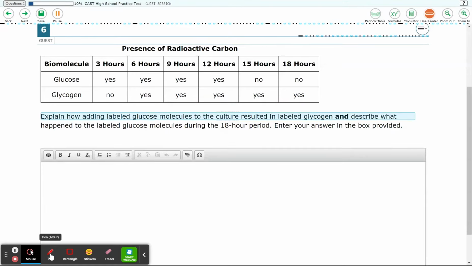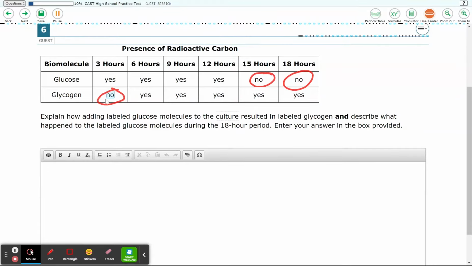So it's important as you're working on this to notice the no's. The no's are really important. Okay, so we started out with glucose with the markings, but no glycogen. And so you definitely need to mention that the glucose is incorporated into or stored in the glycogen.